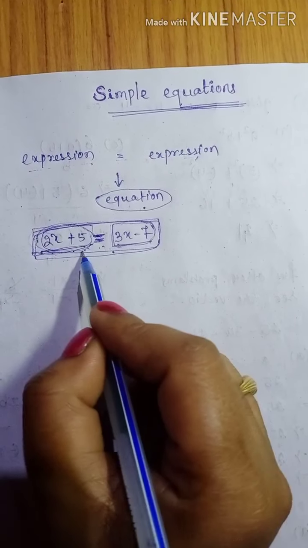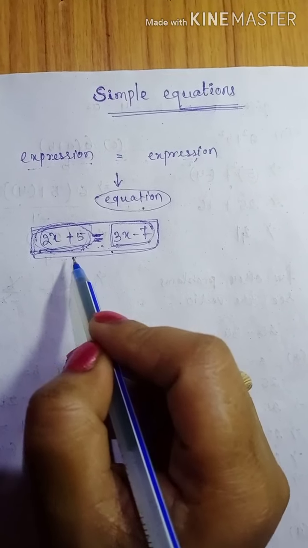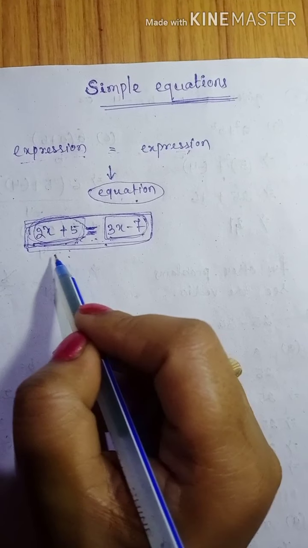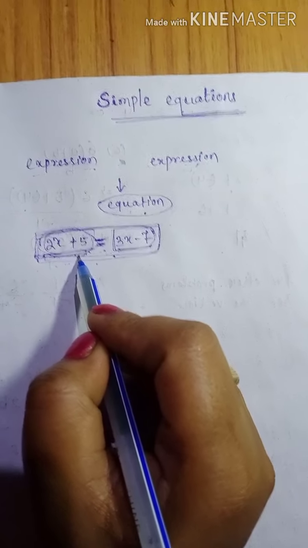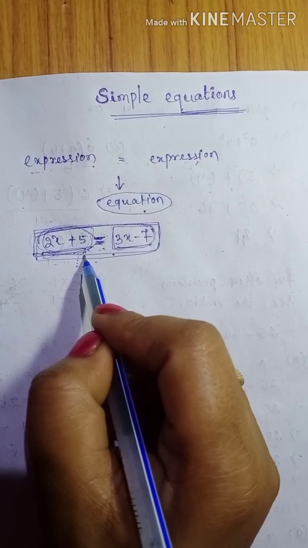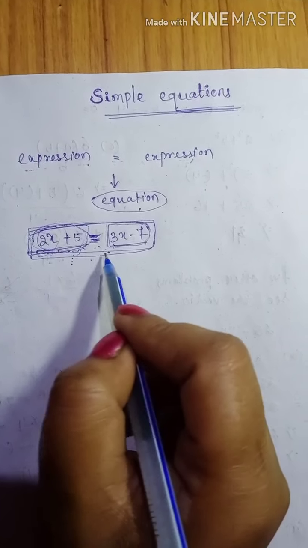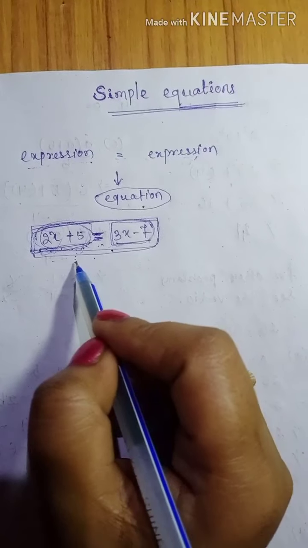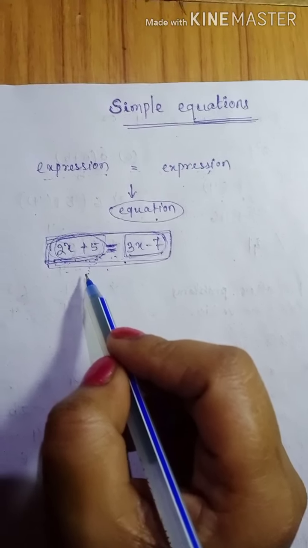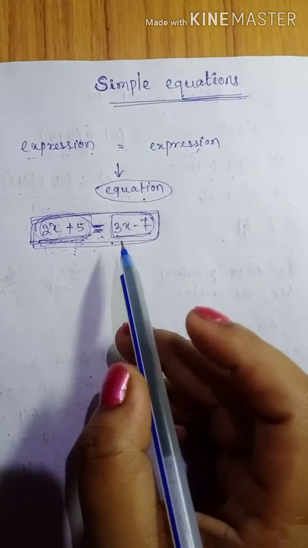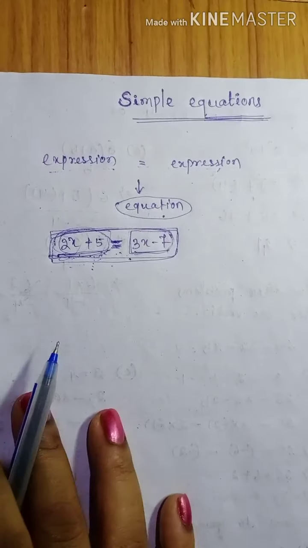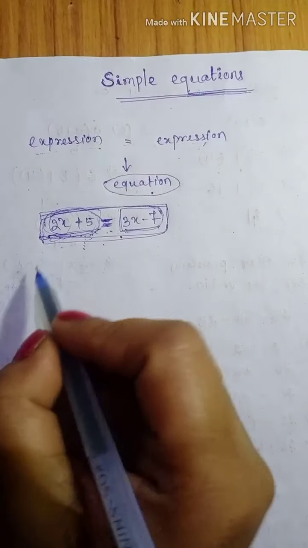Next, what is an algebraic expression? You know already, I told you about this in algebra. These are the algebraic expressions where more than one term can be connected or combined with different signs and mathematical operations like plus, minus, into, and division. Clear?